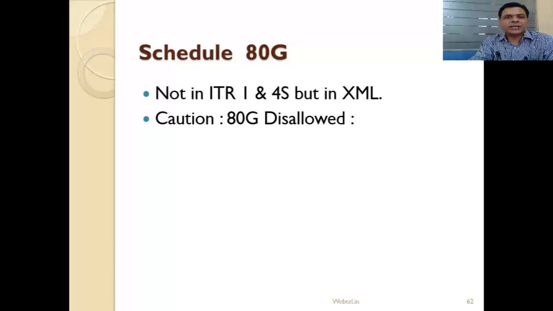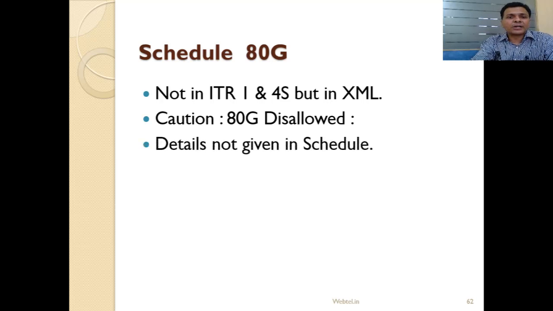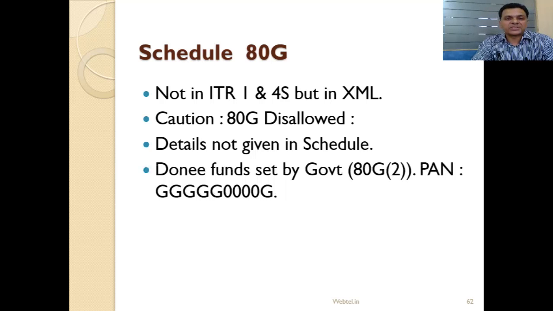Coming to Schedule 80G, it is not there in ITR 1 and 4S in the physical form, but in XML this detail will go. And last year many cases came to our notice wherein 80G deduction has been disallowed. Why? Because details were not given in Schedule 80G. So please ensure that you fill the figures of the deductions not only in the Chapter 6A deduction schedule but also in the relevant schedules like 80G, etc. Otherwise there will be a demand from the department.